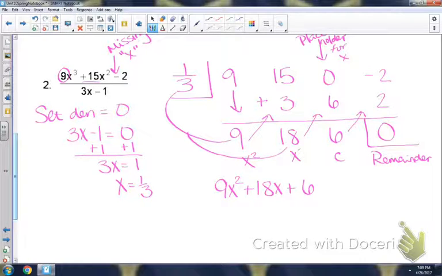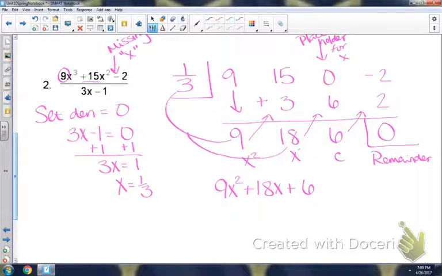Okay, so after that, you need to check to see if you can reduce it. So see if you can divide all of them by the same number. That's what you have to do whenever you're using synthetic division. So once you get your answer, if they're all divisible by the same number, you need to reduce it. So notice they all can be divided by 3.